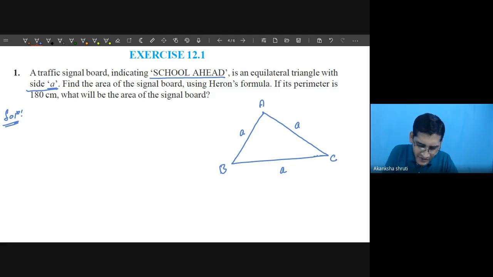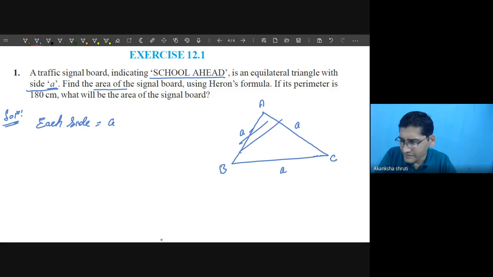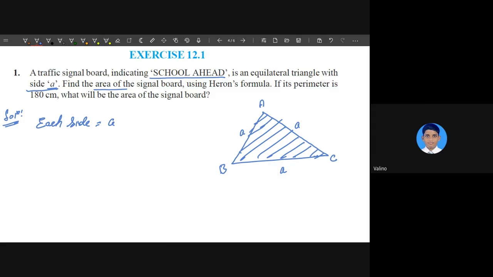Each side length given here is A. Find the area of this signal board. What will be the area for this one? Students, can you calculate? Yes, sir. How much will it be? A plus A divided by 2, then square root of S.